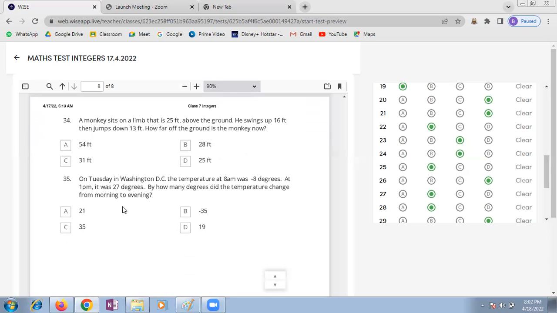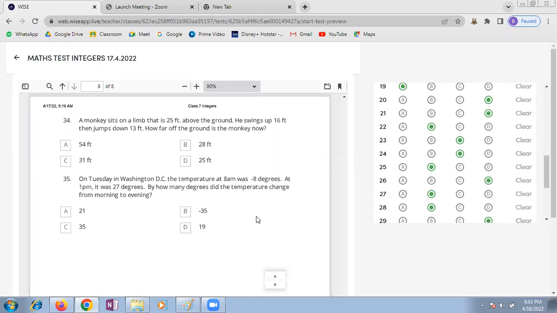The last question. On Tuesday in Washington DC, the temperature at 8 a.m. was minus 8. Minus of minus 8 will be plus 8. Okay, there is a change from morning to evening. Maybe they're asking about the difference in temperature, children. Is it asking minus of minus 8, ma'am? 27 minus of minus 8 is plus 35. Yeah, I think they're asking about the difference between temperatures, right? How many degrees did the temperature change from morning to evening?